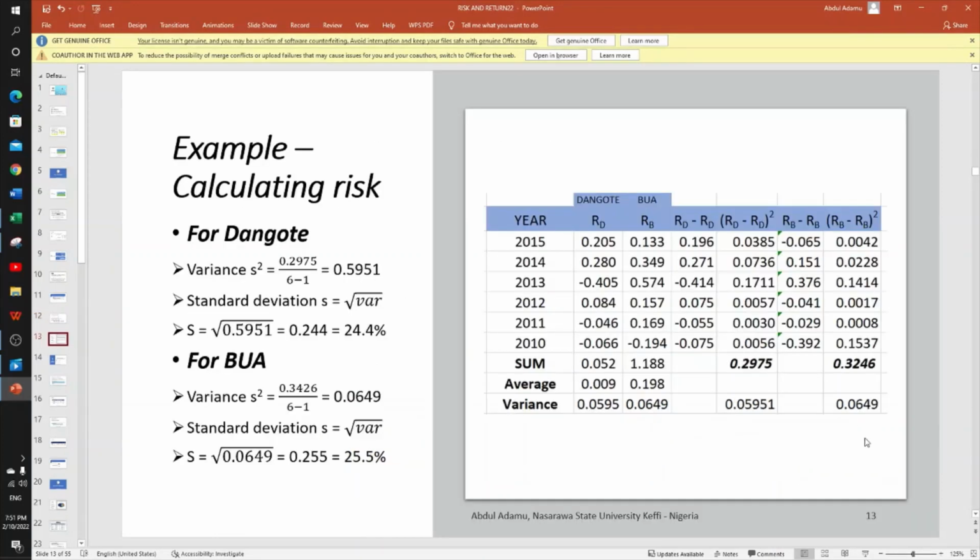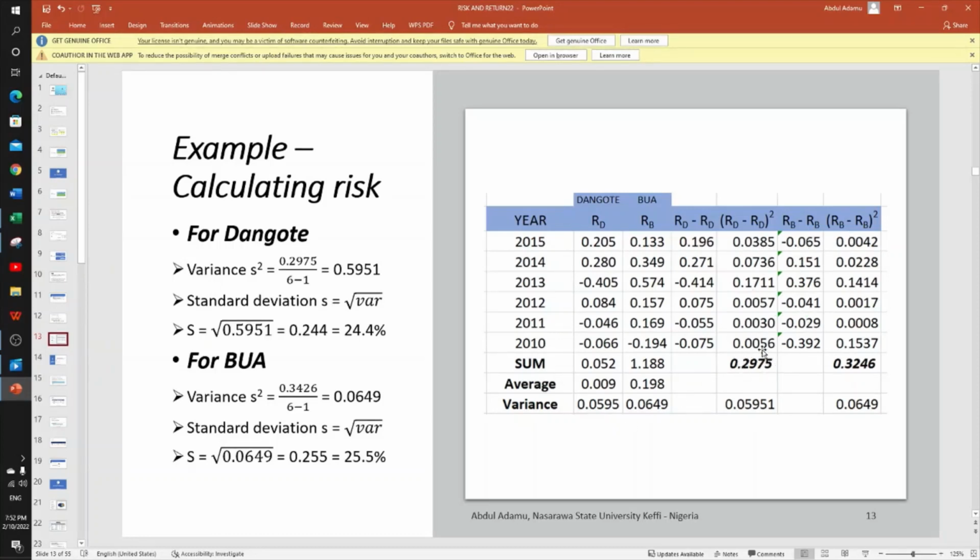So we take each of the returns and subtract the average from it. This minus this will give us this. This minus this will give us this. That is how we got this. That is for Dangote. For BOA, this minus this will give us this, and this minus this will give us this. So that's how we got this. Then this is just the square: you multiply it by itself. That is how we got this. BOA squared, that is how we got this.